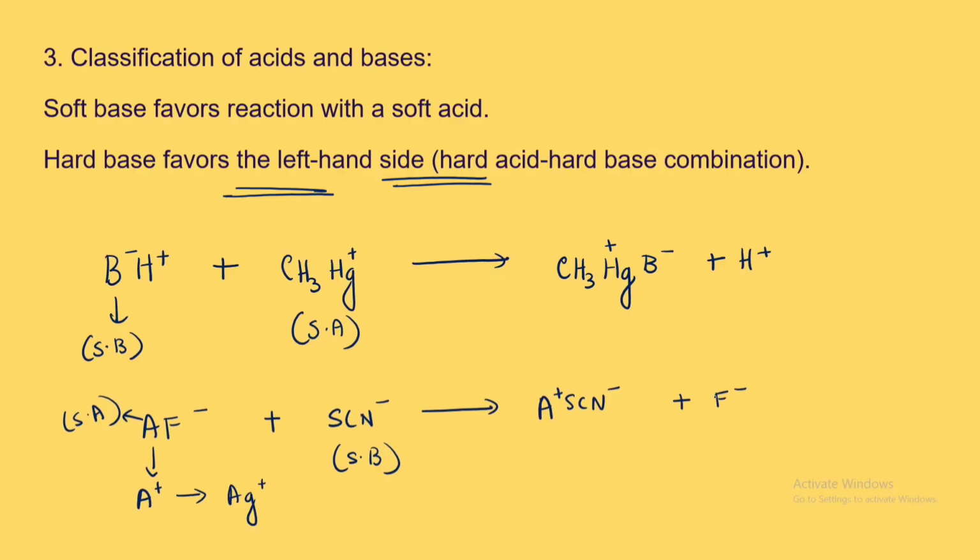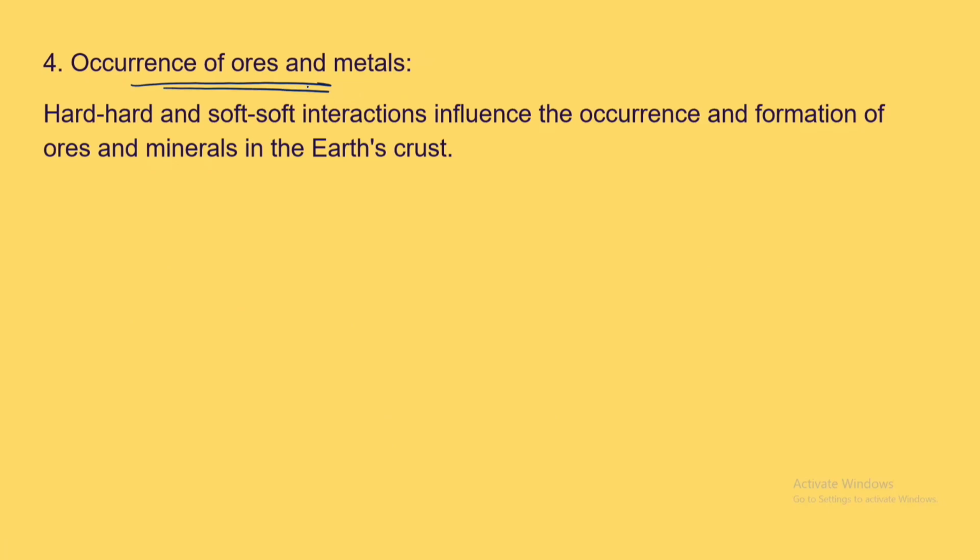So this is how we decide how soft-soft or hard-hard interactions will lead to the forward reaction where there is a possibility of these combinations. Next, coming on to the occurrence of ores and metals, that is ores and minerals specifically. So again, hard and soft interactions.